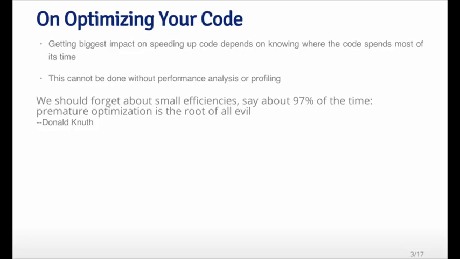So in general, when it comes to optimizing your code, the general rule is that you shouldn't do it. What I mean by that is that you shouldn't think about it at first. The first thing you should think about is how to get the code to run, how to make it readable, how to make sure that other people can understand what you're doing. One of the reasons is that it's often difficult to understand where exactly your program is spending all of its time. And in order to speed up your program, you need to know where it's spending its time. It's difficult to do this without any formal performance analysis or profiling.